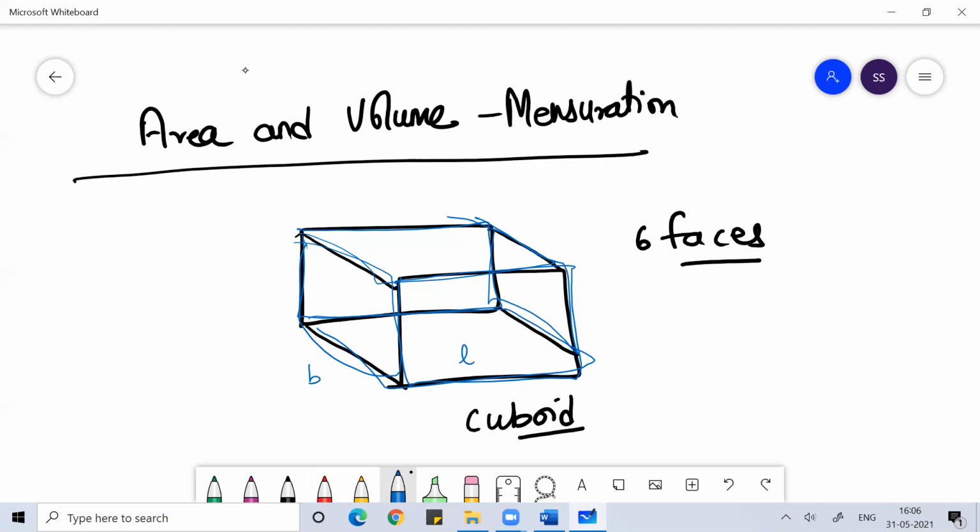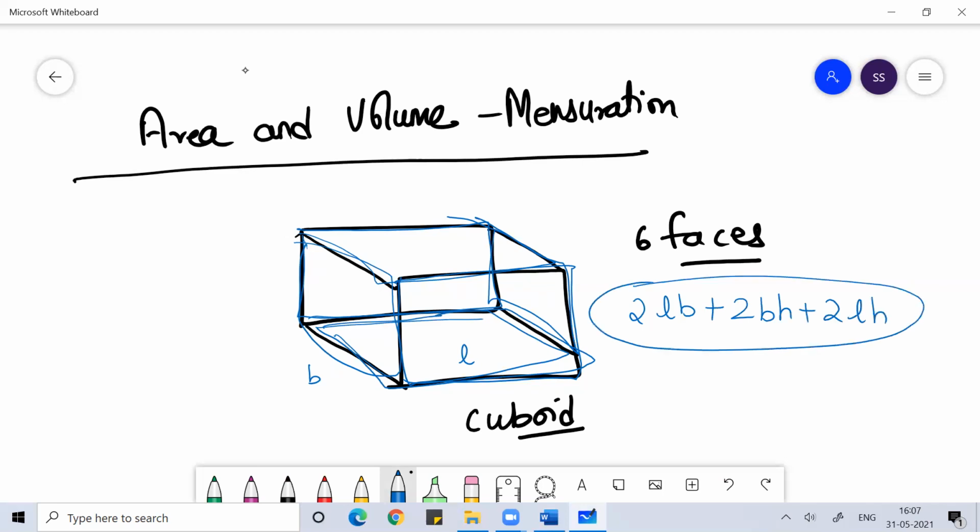If you count top and bottom, the TSA of cuboid is 2(LB plus BH plus HL). So this is 2LB for ceiling and floor, LB plus LB. Similarly for breadth and height you get 2BH plus 2LH. So that is the total surface area of a cuboid.